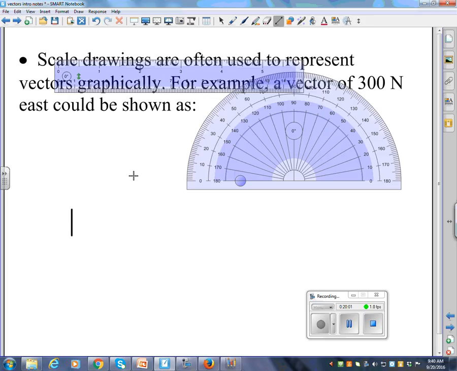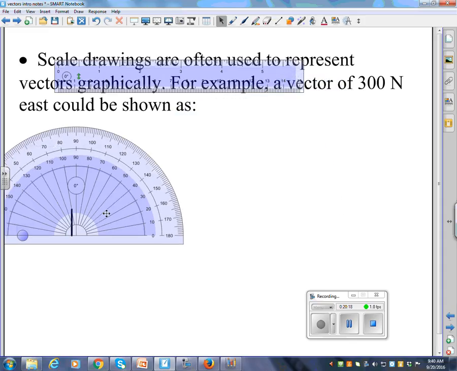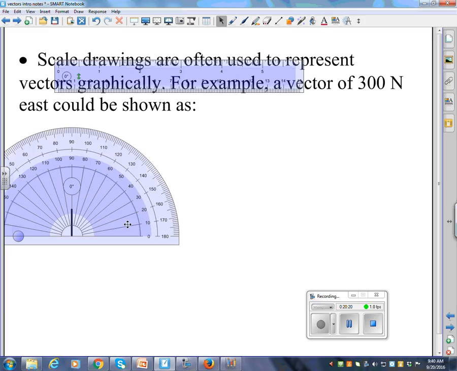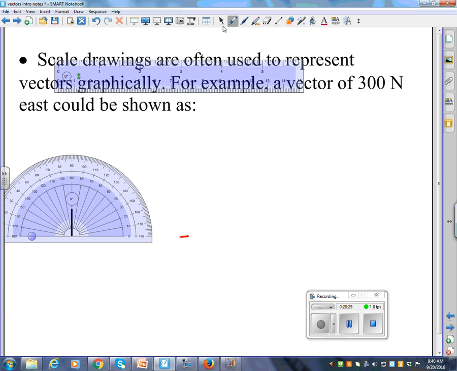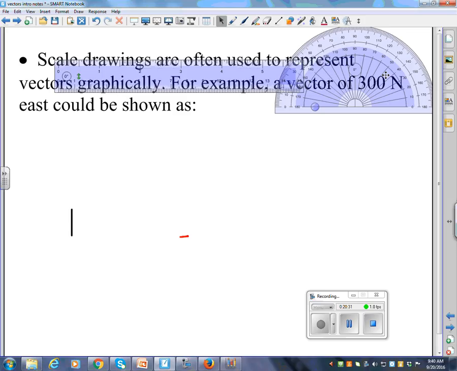Okay, it doesn't have to be very long. I call it a reference line, just a little line, that's north. And then when I put my protractor on to check, if you're off by a couple degrees, I can say, okay, well, that's what they've defined as north, and then I go from there. So if that's north, well then, east would be right over here, right? And now we're going to go 300 newtons. Now, how far do I go to the right?